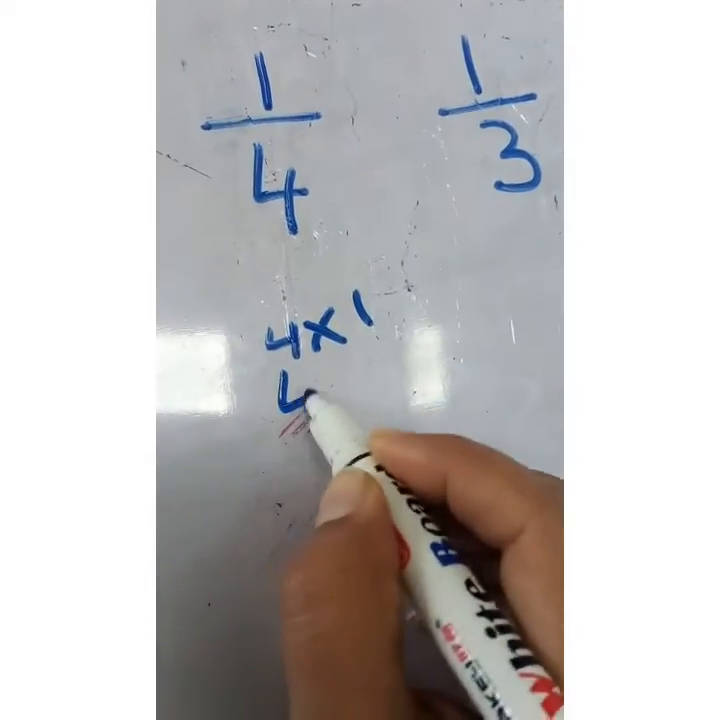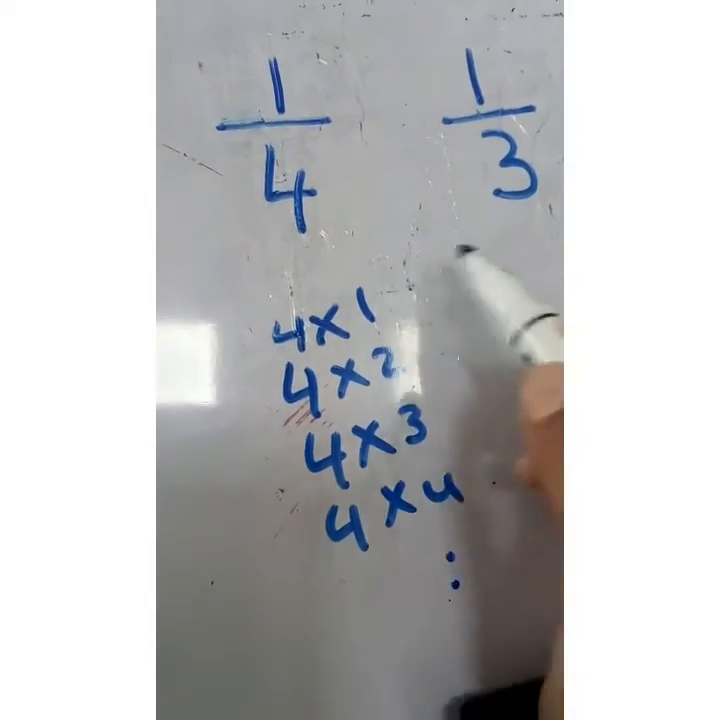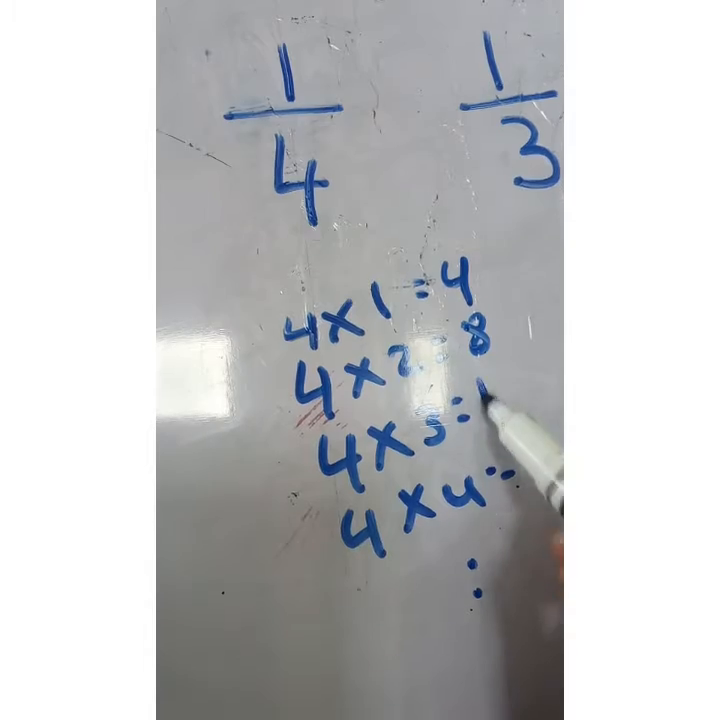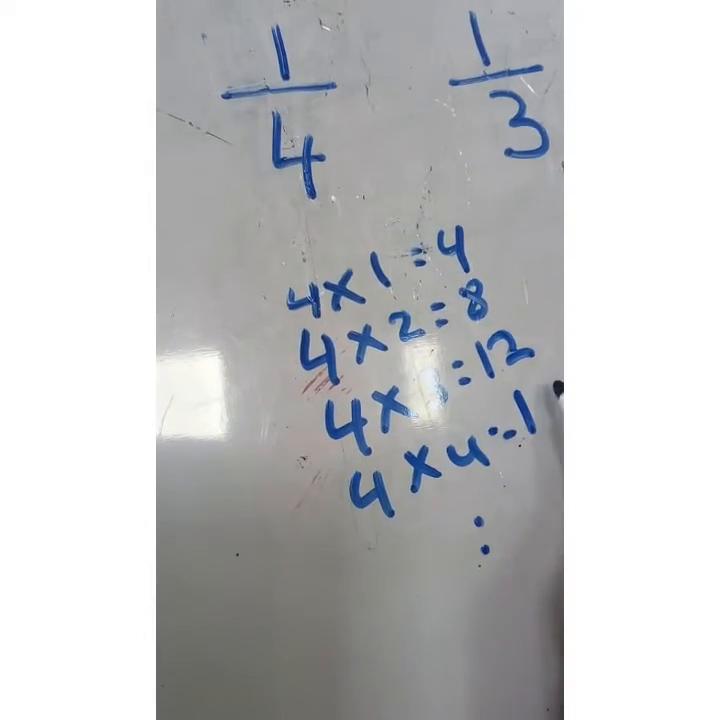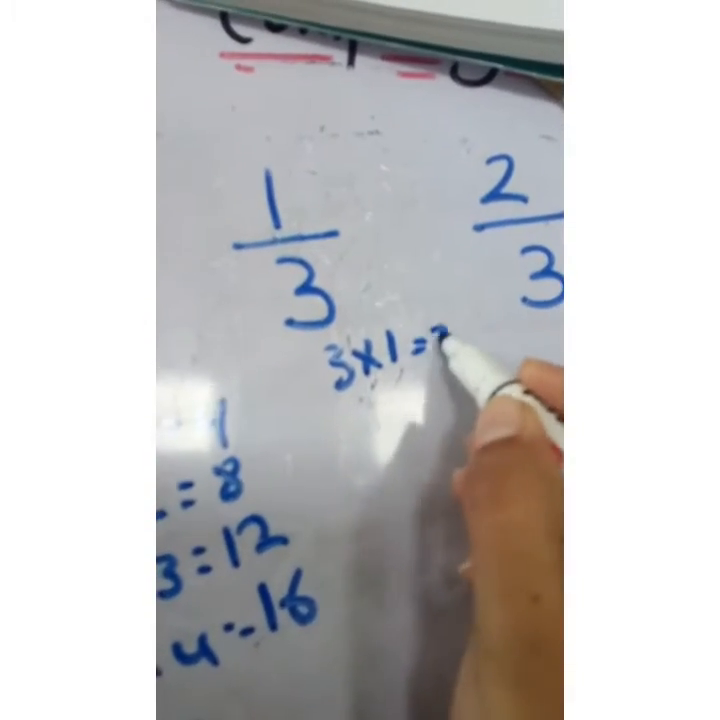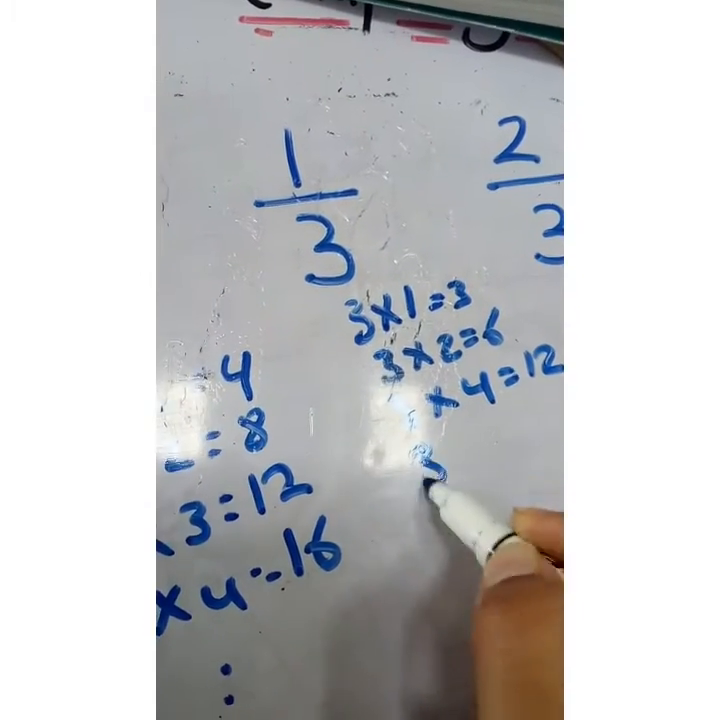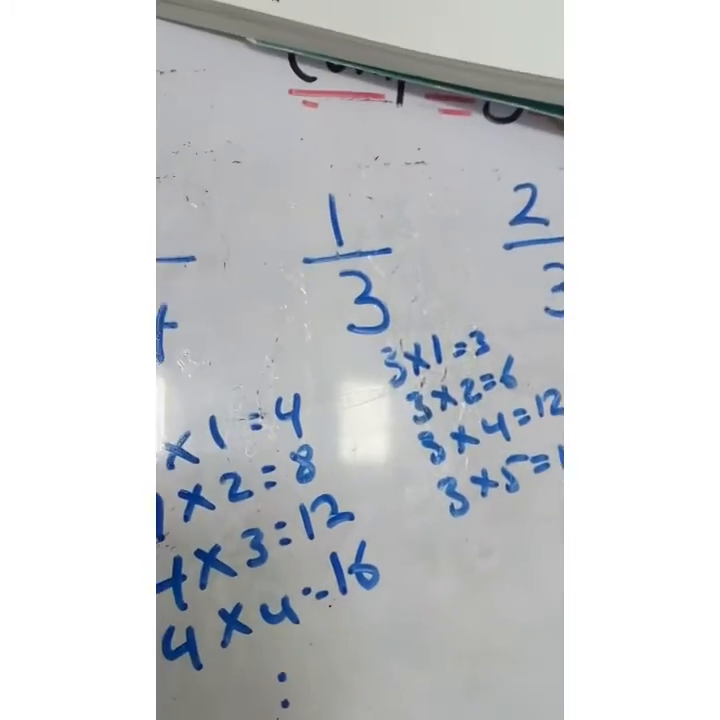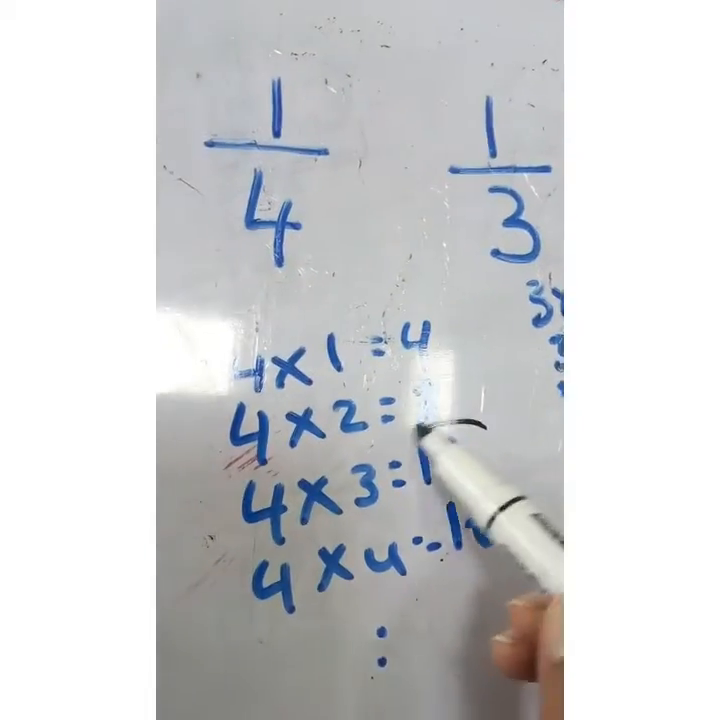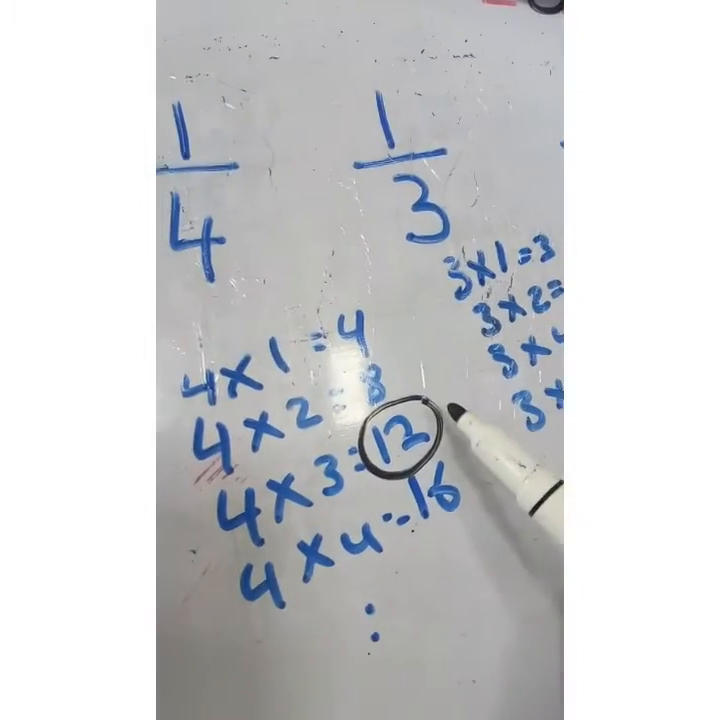4 times 1, 4 times 2, 4 times 3, 4 times 4, and so on. 4 times 1 is 4, 4 times 2 is 8, 4 times 3 is 12, 4 times 4 is 16. Go to the next one. 3 times 1 is 3, 3 times 2 is 6, 3 times 4 is 12, 3 times 5 is 15. We have already found a common multiple, and that is 12. So now we already have the common multiple, and that is 12.